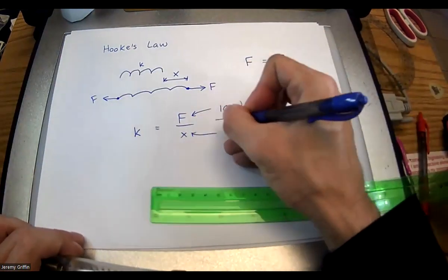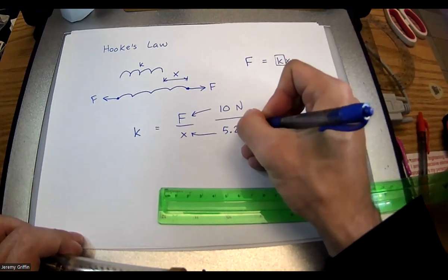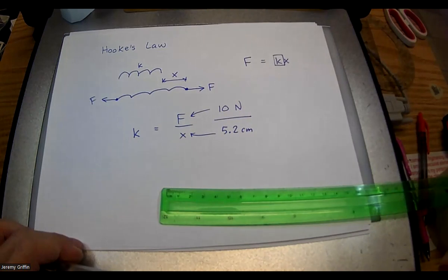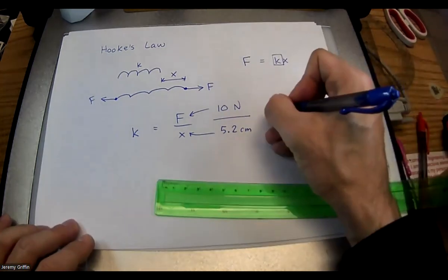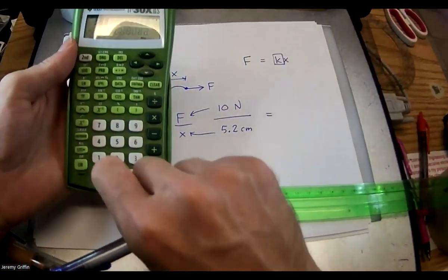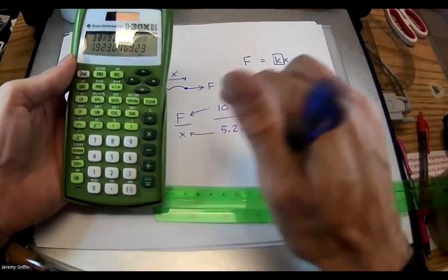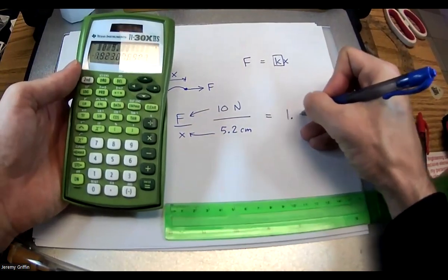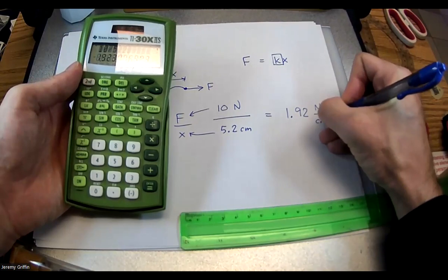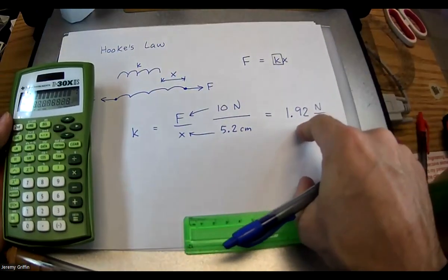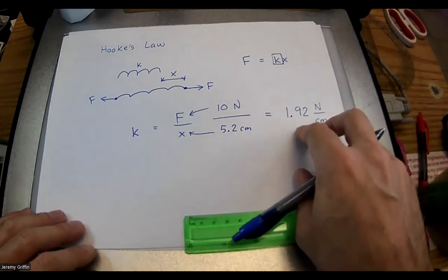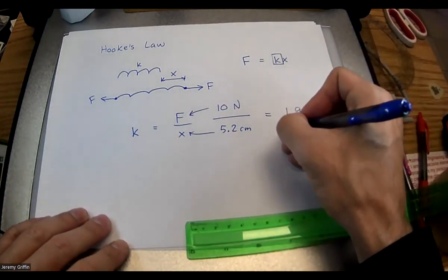So that's 5.2 centimeters of stretching that you get from applying 10 newtons. Okay, so let's divide that out. What is 10 newtons acting on 5.2 centimeters? That is 1.92 newtons per centimeter. You guys remember in physics, all your numbers have units attached to them, right? Well, with a couple of exceptions, but okay, there you go. 1.92 newtons per centimeter.